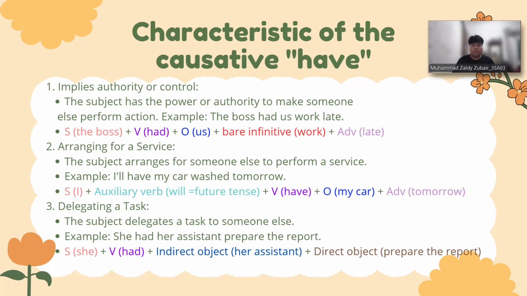Number three, delegating a task. The subject delegates a task to someone else. Example: she had her assistant prepare the report. Subject she plus verb had plus indirect object her assistant plus direct object prepare the report.